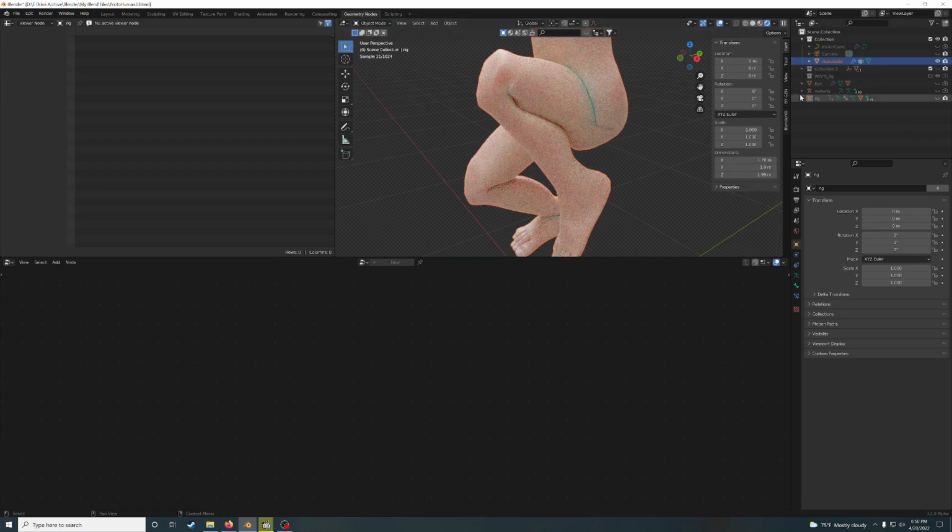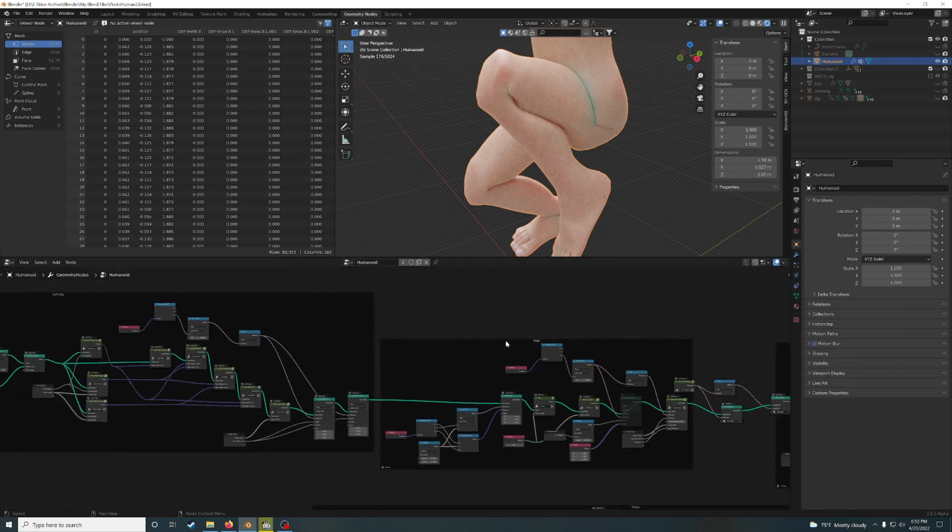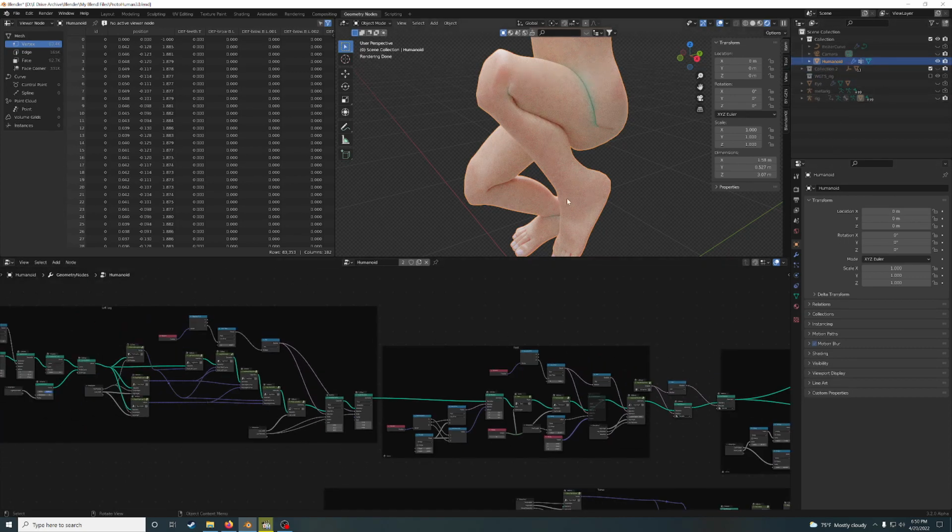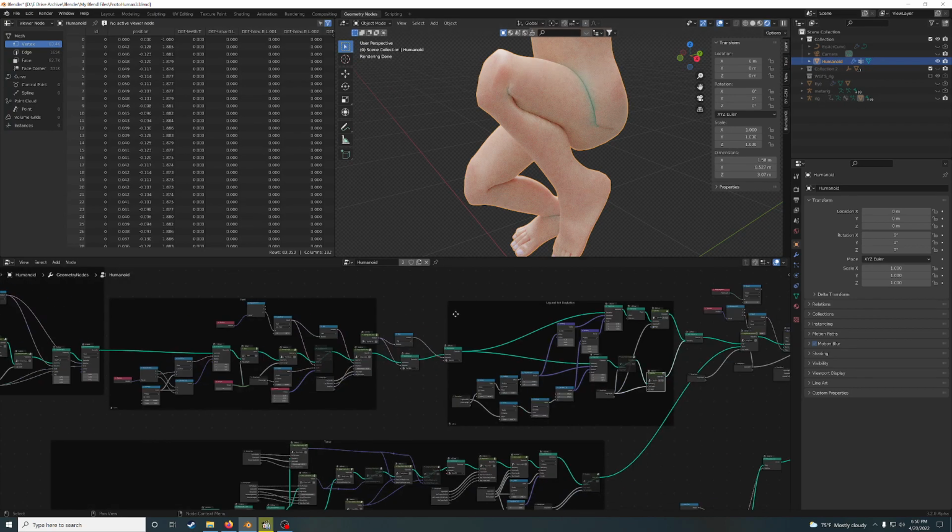Oh, that is such an annoying thing. Like when I click on another object, it should take me back to object mode and actually go to that object.